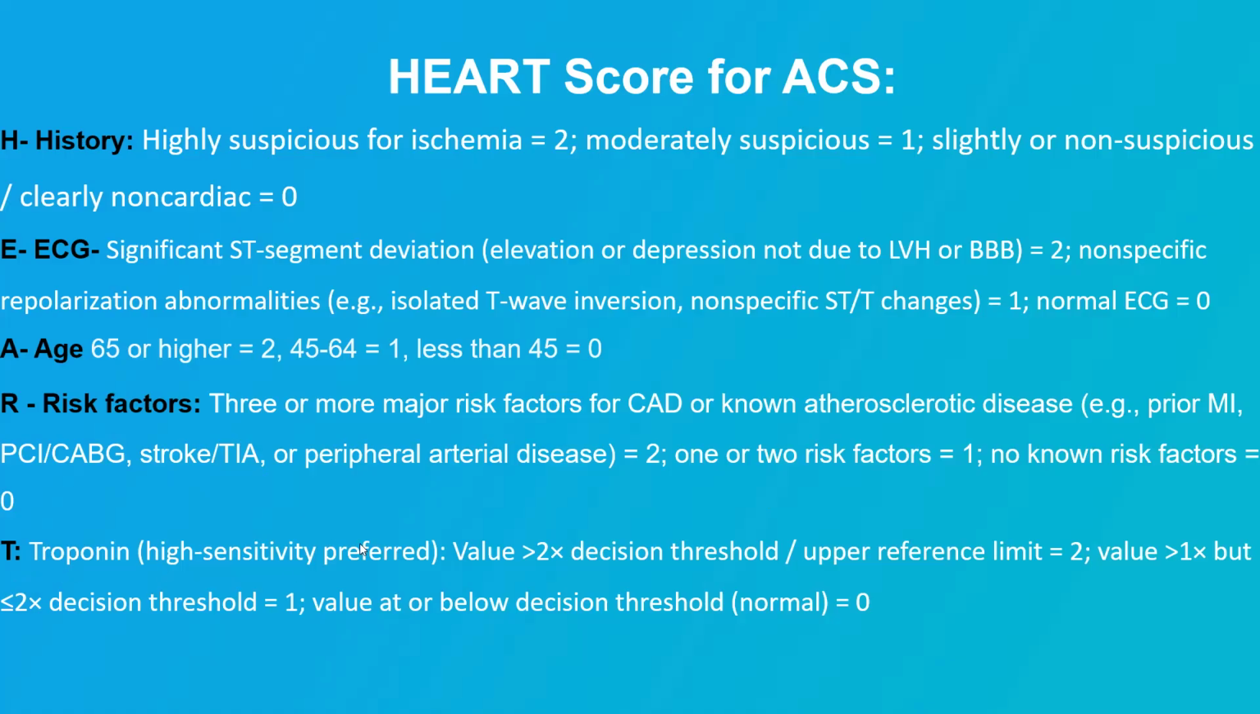Now, T stands for troponins. High sensitivity are the preferred or gold standard ones. Is their value more than 2 times the threshold for decision making or upper limit? Yes, 2 points. Is it less than that, but still more than 1 times the normal or upper reference limit? They get 1 point. If it's at the threshold or below the threshold, then it's normal, they get 0 points.